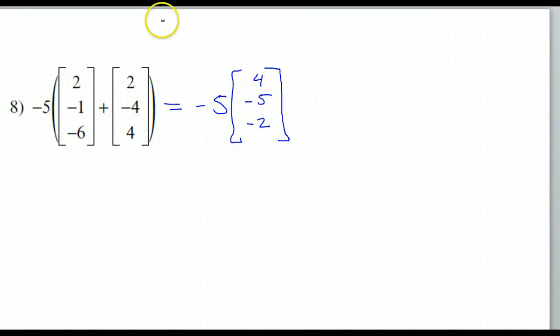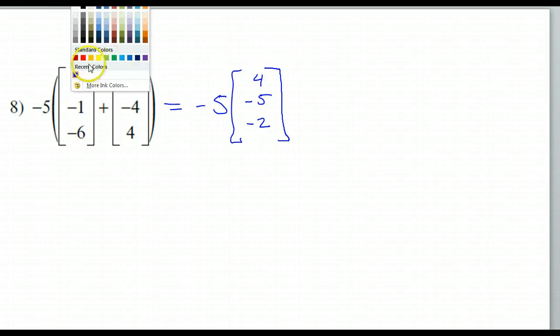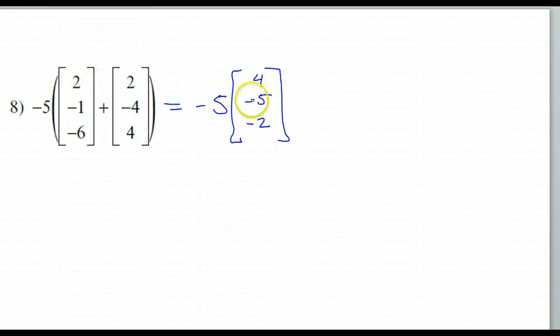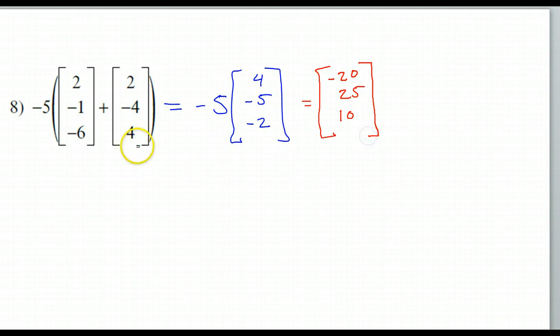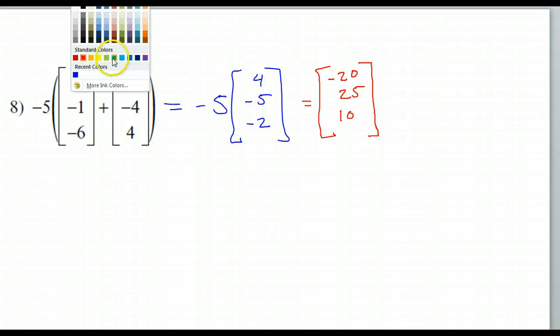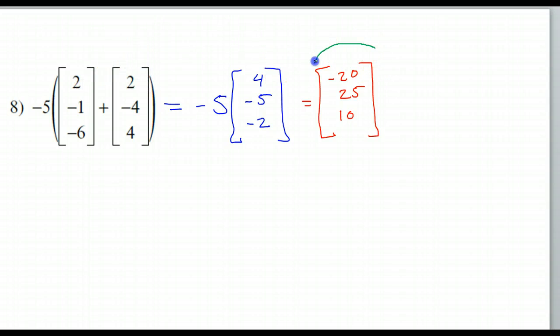Alright, so fine, I added them. And then to get the final answer, I would go ahead and do the scalar multiplication. Multiply everything by negative 5. So that is going to give me negative 20, 25, and 10. And that would be the answer to number 8, which I believe is the end of this lesson.